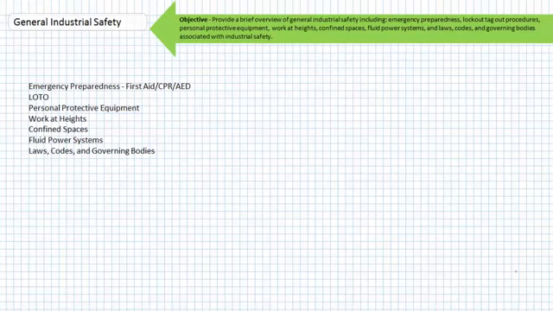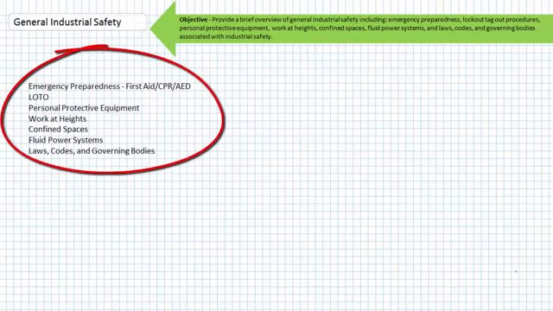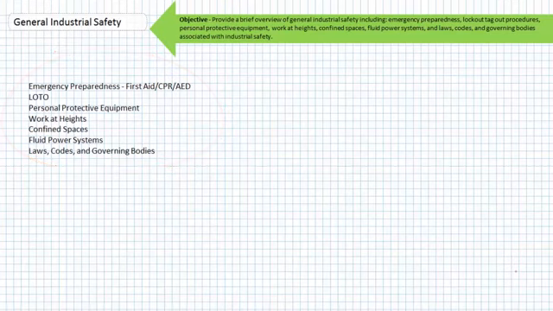Again, this lecture is not meant to cover all aspects of industrial safety, nor take the place of a safety course delivered by a certified trainer. This is only meant to serve as an orientation of the subject. This general orientation is going to cover the following topics: emergency preparedness, including a discussion on first aid, CPR, and AED, lockout and tagout procedures, personal protective equipment, special case industrial safety scenarios, including work at heights, confined spaces, and fluid power systems, and finally a brief orientation of laws, codes, and governing bodies. Let's get started. Emergency preparedness.